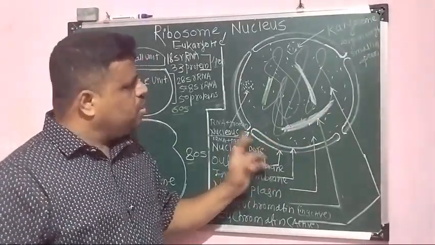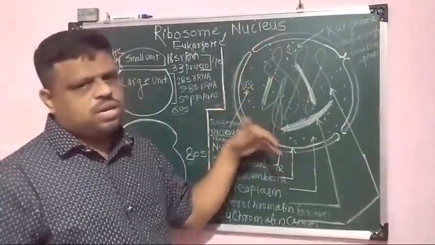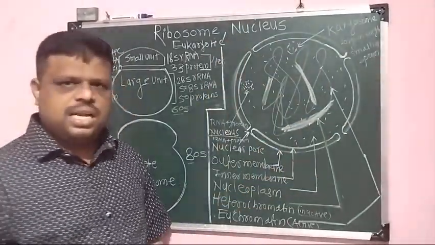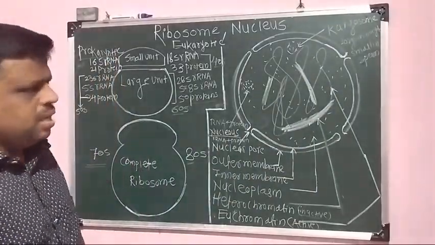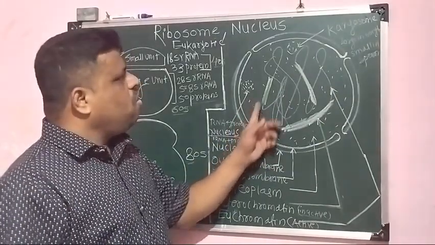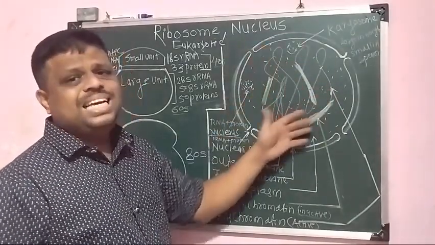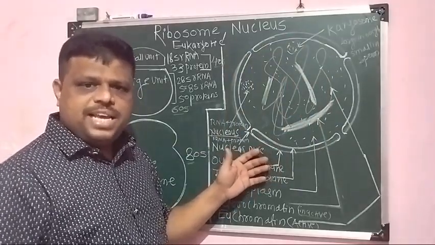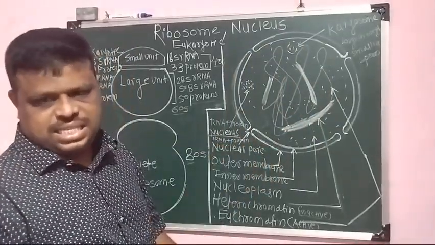Understood? This is called a master cell organelle because it is mainly involved in the synthesis of DNA, RNA and protein. That's why this is called a master cell organelle. This consists of the whole genetic information which leads to variation and inheritance.